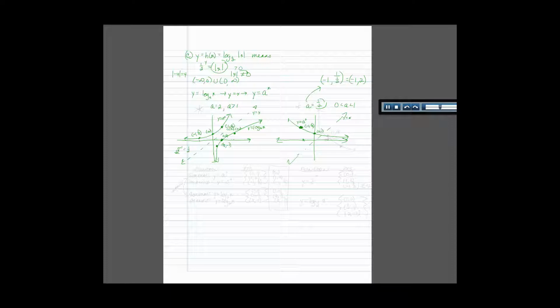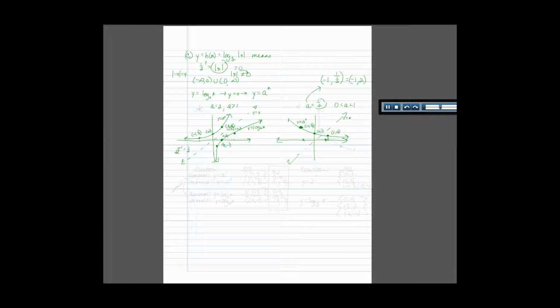Okay? We also still have the point 1, a, just like we did here. On our exponential, we had the point 1, a. So we still have the point 1, a, only now our a is 1/2. So we have the point 1, 1/2.